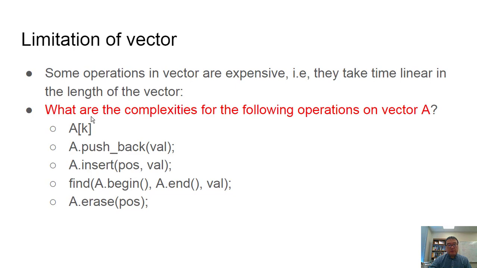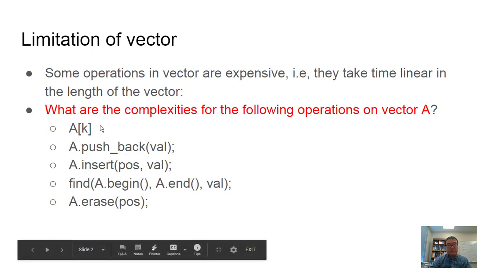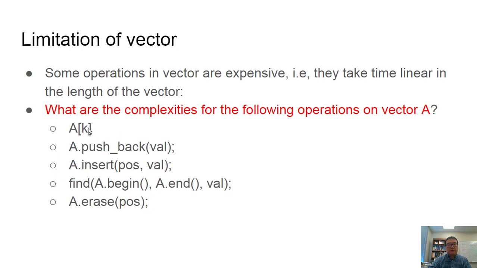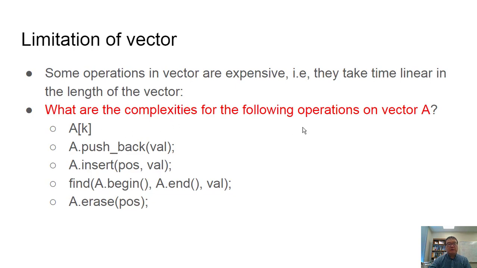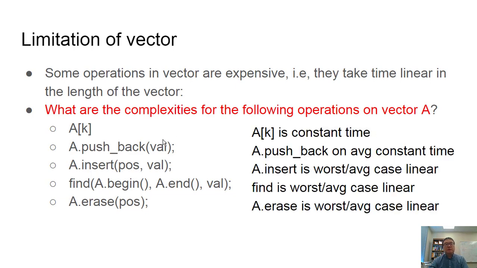So you should think about the complexity of these common operations on a vector: access one element, push back, insert an element in a certain position, find a value from the beginning to end, and erase, delete an element. Think about the complexity for each of them. A hint is that either it's linear or it's constant time. You should think about which one is which. Okay, I assume that you have thought about the time complexity, and here's the result.